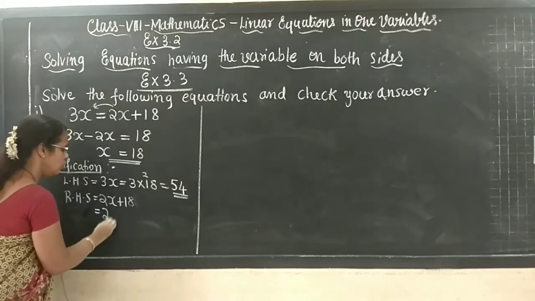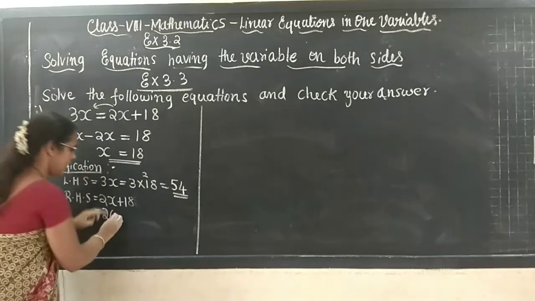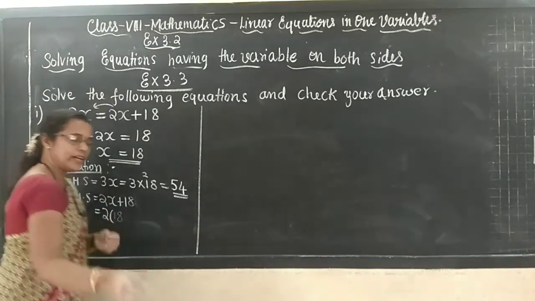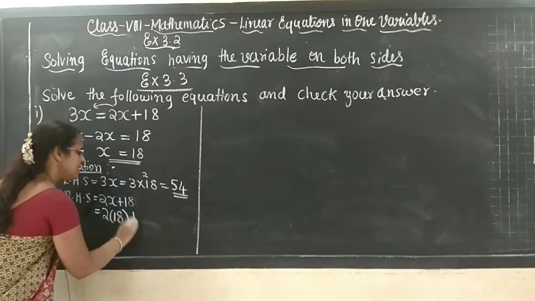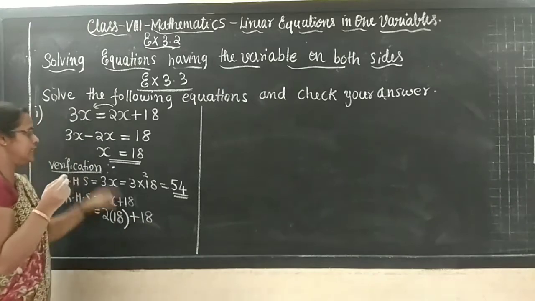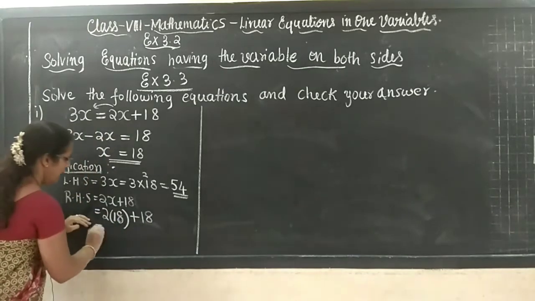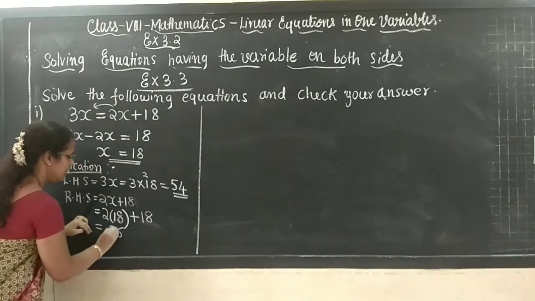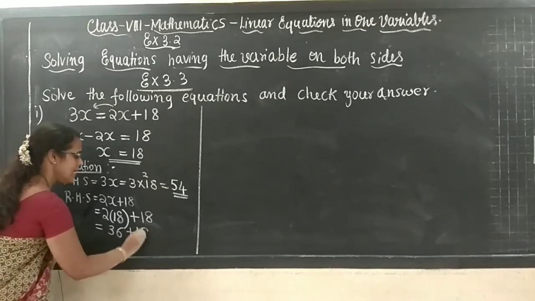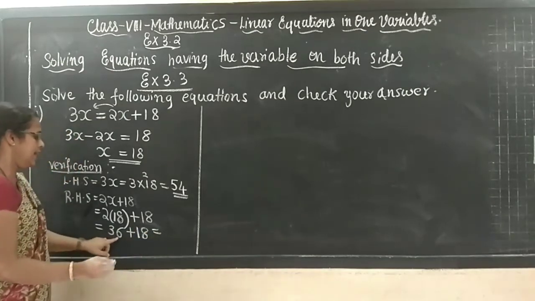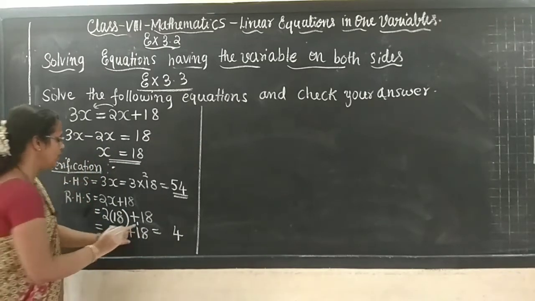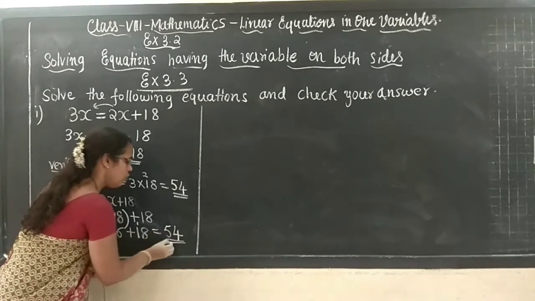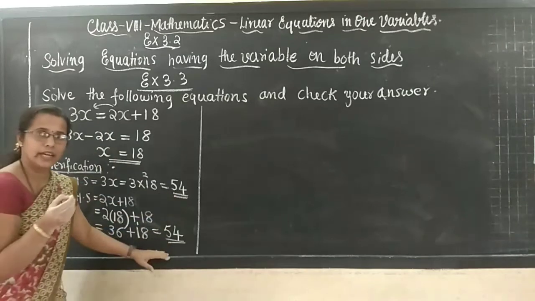That means 2 into x is 18. So 18 plus 18 is in the question. Okay, so now 18 2's are 36 plus 18. How much is that? 8 plus 6, 14. 3 plus 1, 4 plus 1, 5. 54. So both sides are equal.